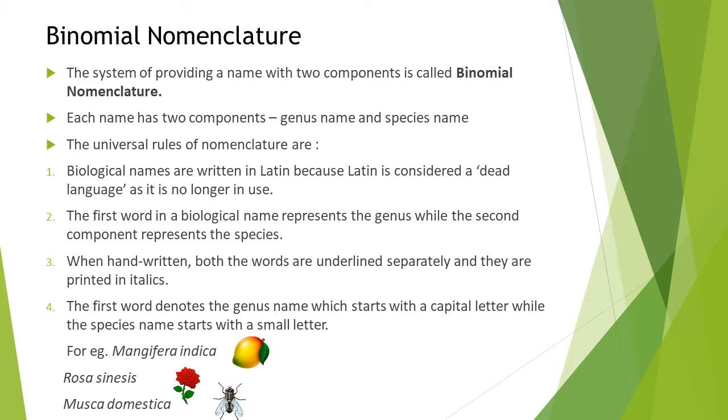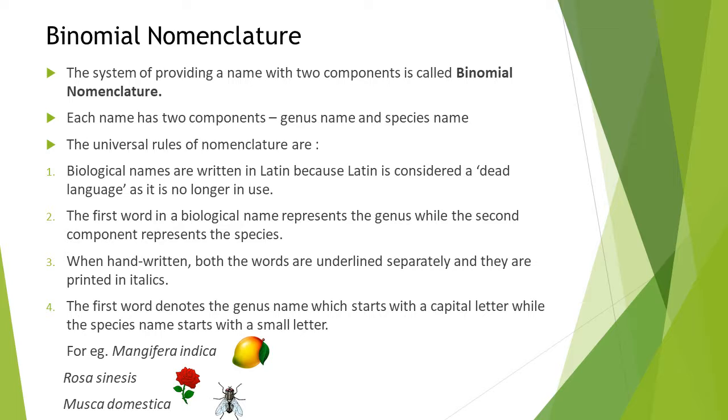The system of giving a name with two components is known as binomial nomenclature. So, binomial nomenclature is giving a name to an organism with two components. The first component is a genus name and the second component is a species name. There are certain rules that need to be followed while giving a scientific name to an organism. Rule number 1. All the scientific names are written in the Latin language because Latin is a dead language and it is no longer in use. So, once a scientific name is given, it will remain as such forever.